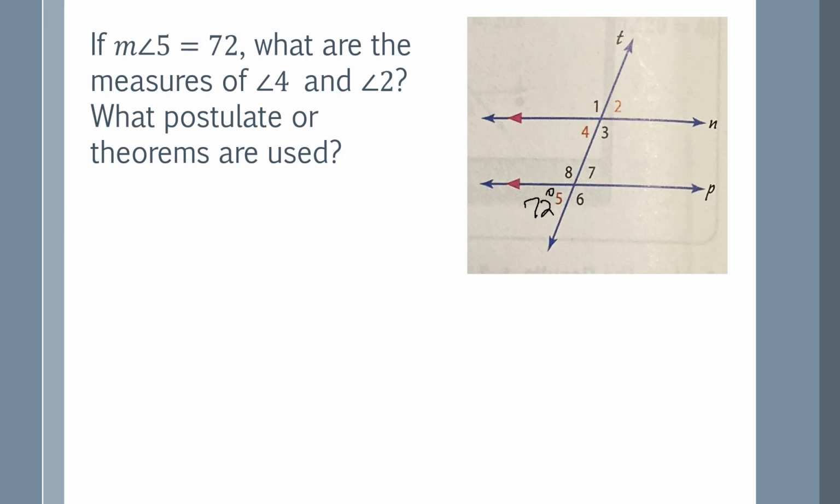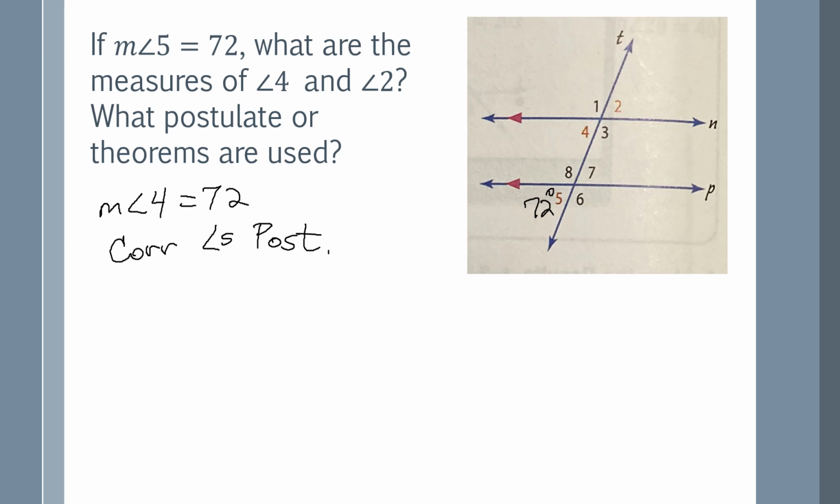Well, what's the measure of angle 4? Well, I can see here that angle 5 and angle 4 are corresponding angles. So the measure of angle 4 is also going to be 72, and that's going to be because of the corresponding angles postulate.